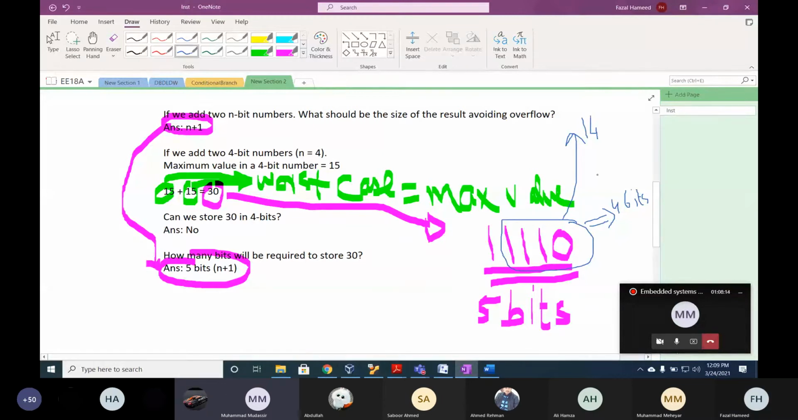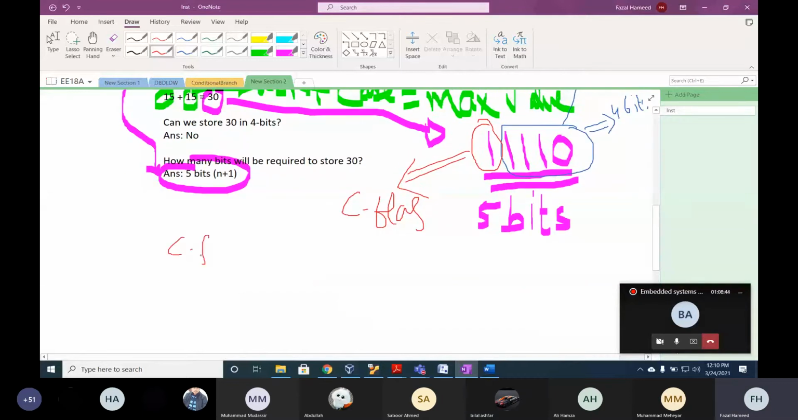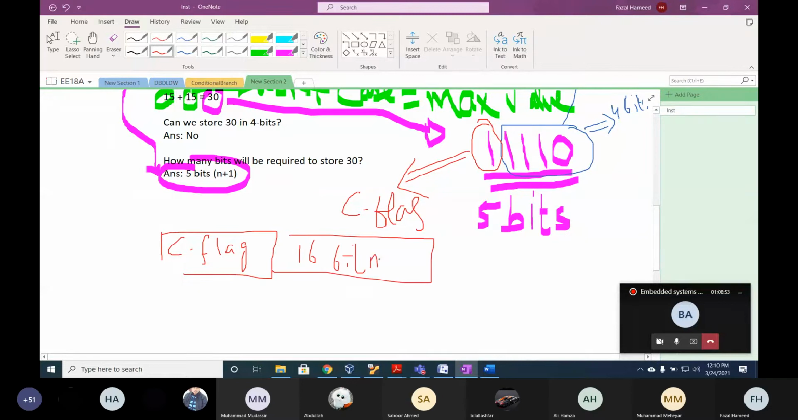Sir, you told us about the status register flags, that when a flag is high, it relates to overflow. So this extra bit will go to which flag? The carry flag. Yes, this will go to the carry flag. So actually the result is the C flag plus the 4-bit number.